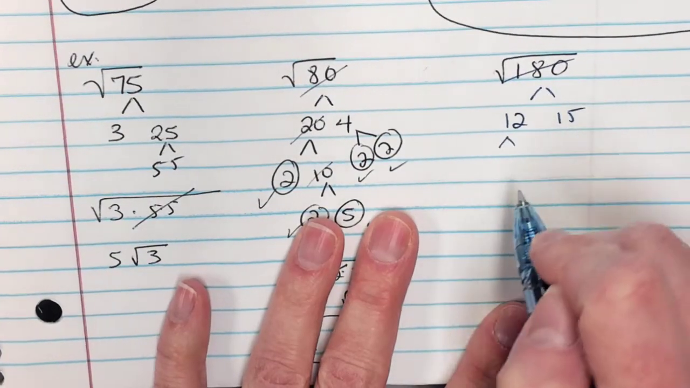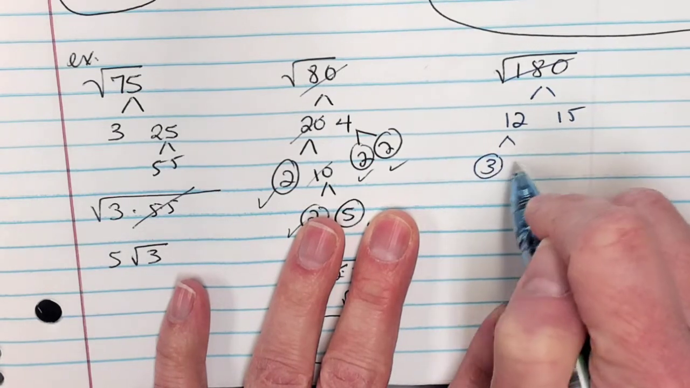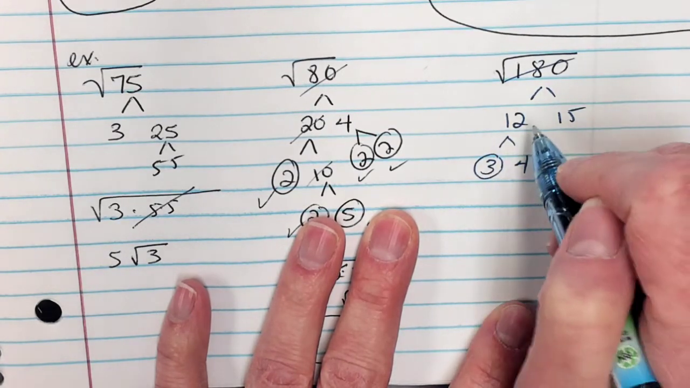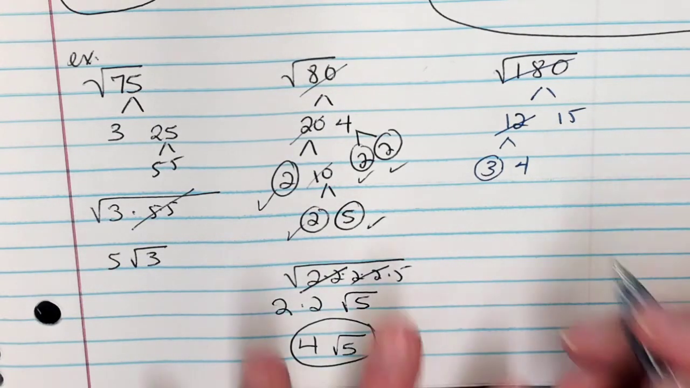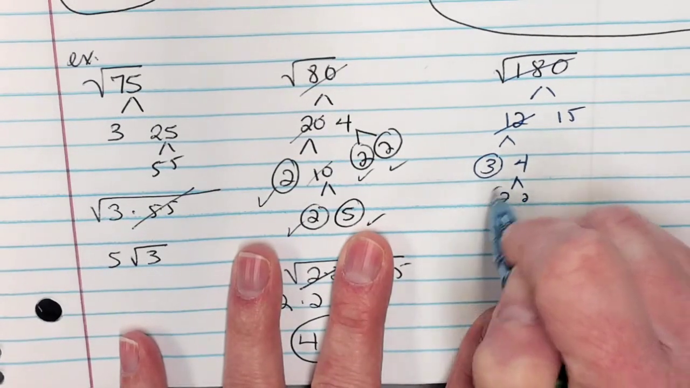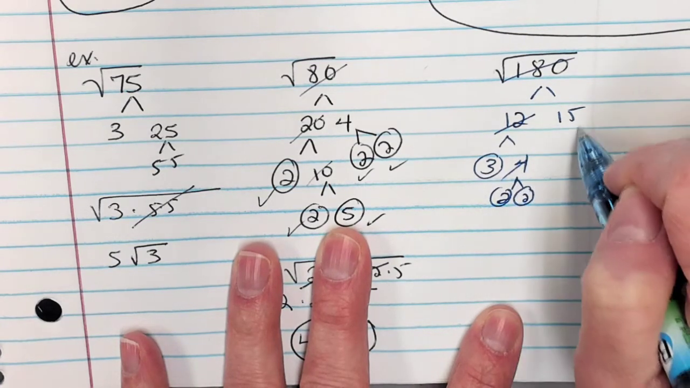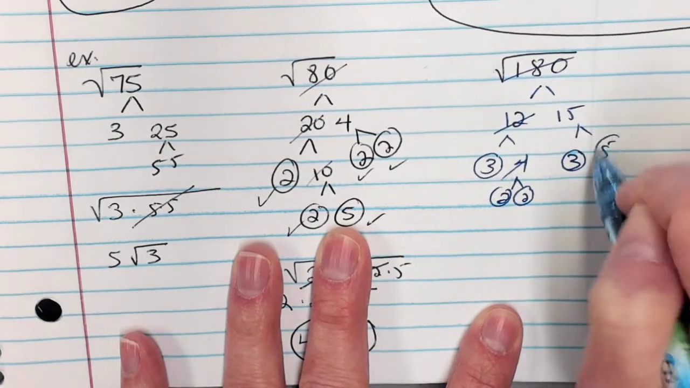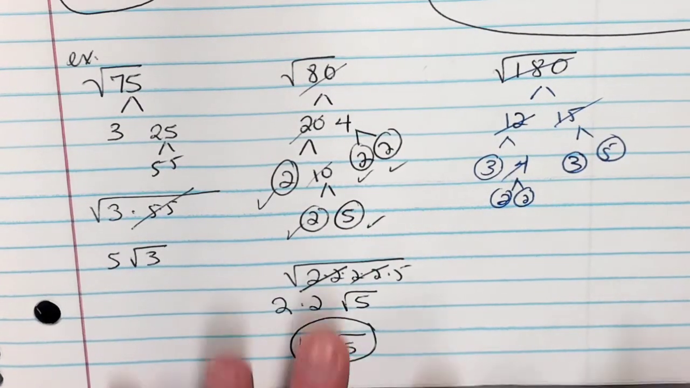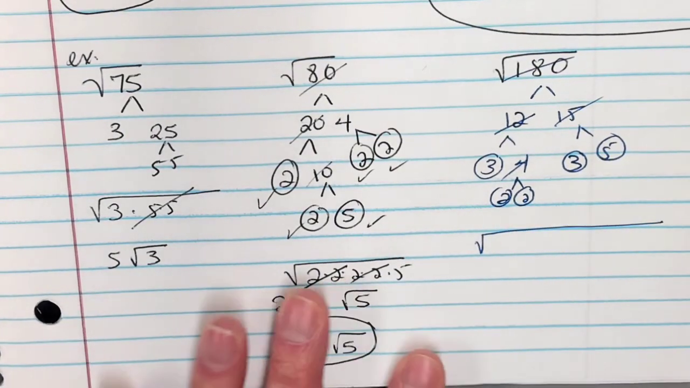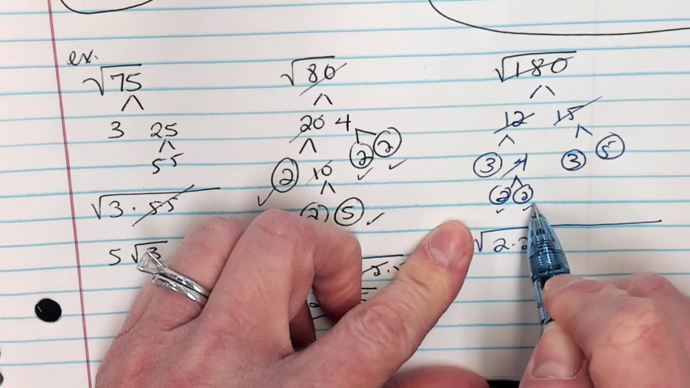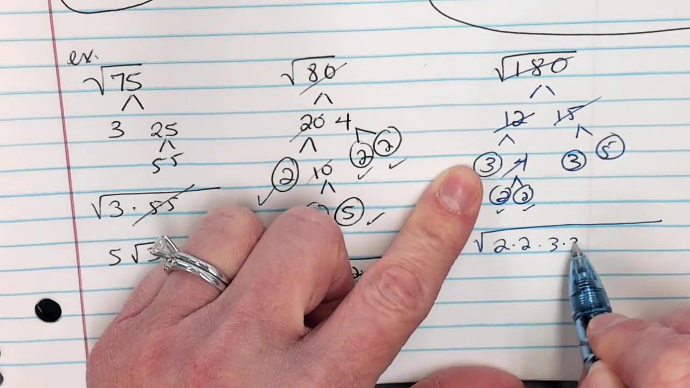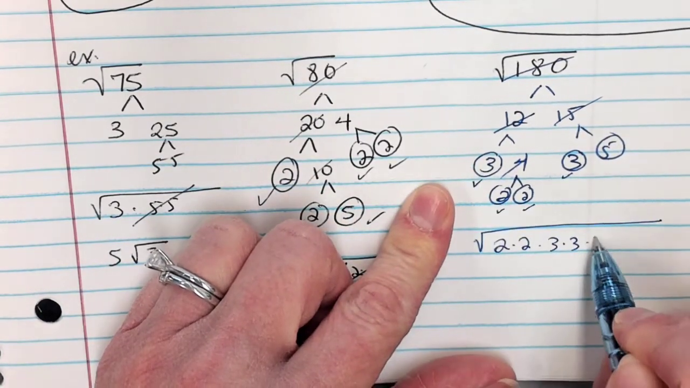I'm going to break the 12 into 3 and 4. So the 12's gone. 3's prime, I'm going to circle it. I'm going to break my 4 into a couple of 2s. 15 is 3 times 5, and those guys are prime. So I got a bit of a mess here. I've got a set of 2s. I have a set of 3s and a 5.